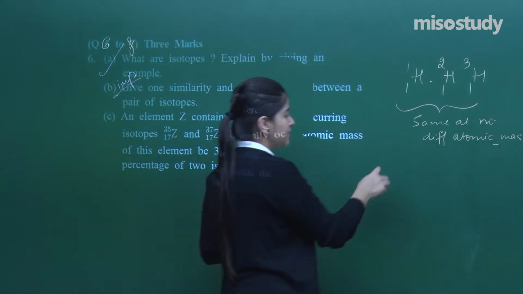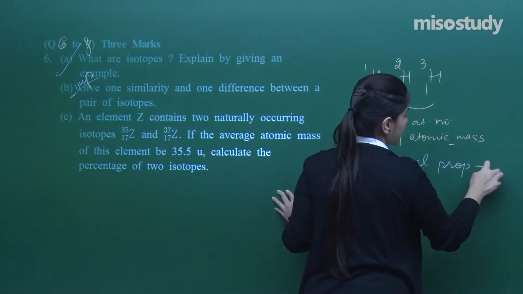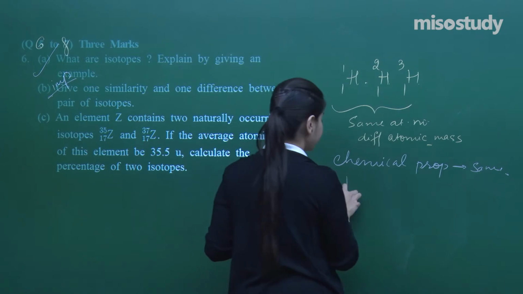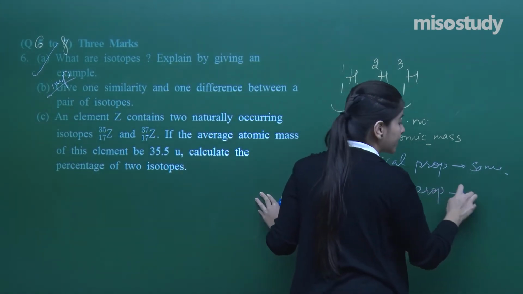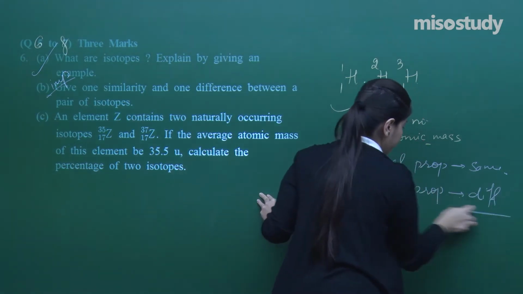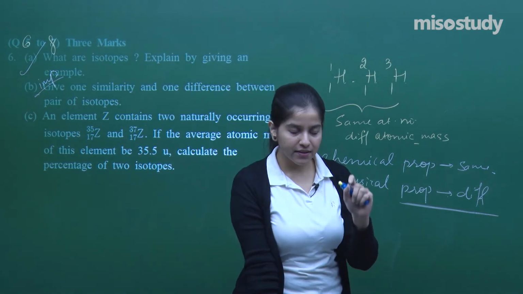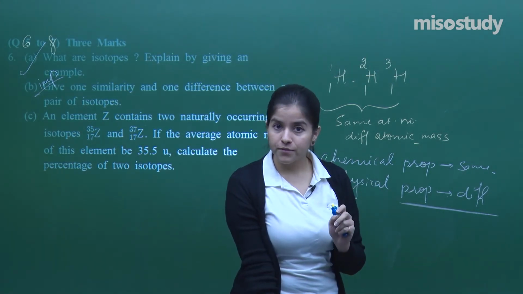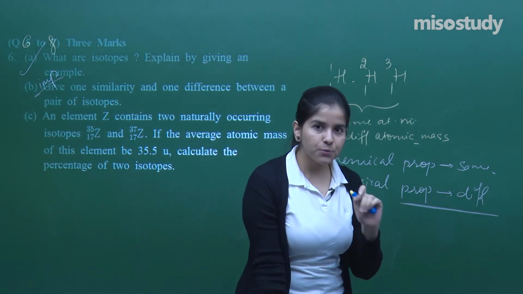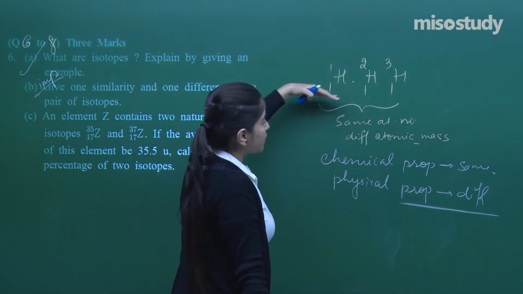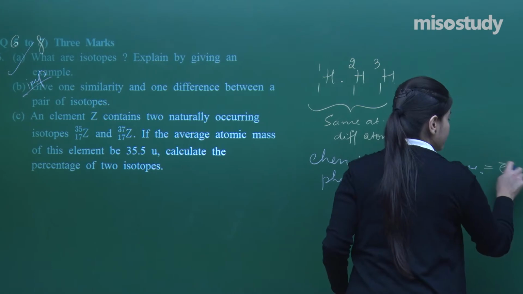Similarity is that the chemical properties are the same, whereas physical properties are different. How and why? Chemical properties: whenever a chemical reaction is happening, only and only the electrons are involved. Making and breaking of bonds is associated with the electrons. That means since the electrons are the same over here, the chemical properties are also the same. Fine? Electrons same.